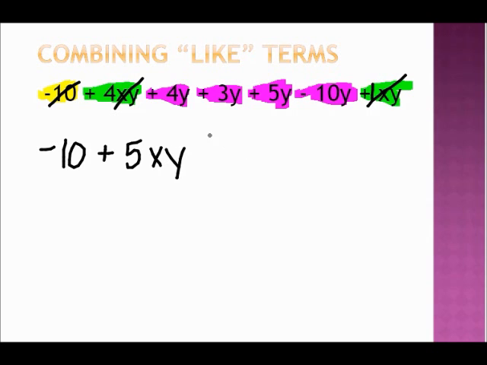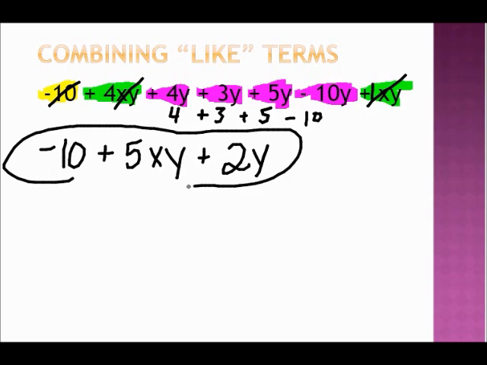And now I have to figure out how many y's I have left. How many y's will I have? I have 4 plus 3 plus 5 minus 10. You've got to look at that operational sign in front of it. 4 plus 3 is 7, plus 5 is 12, minus 10 is 2. So I have 2 y's left, and this would be my final answer.